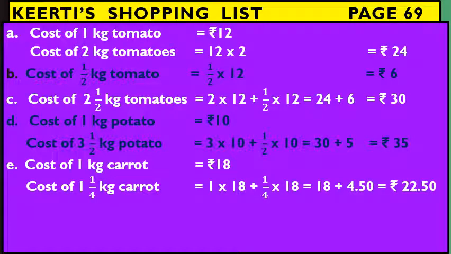E. What is the price of 1/4 kg of carrot? From the price list, 1 kg carrot cost rupees 18 and 1/4 kg carrot will cost 18 divided by 4, that is rupees 4.50 and 50 paise. So 1/4 kg carrot will cost rupees 18 plus rupees 4.50, that is rupees 22.50. So the cost of 1/4 kg carrot is rupees 22.50.